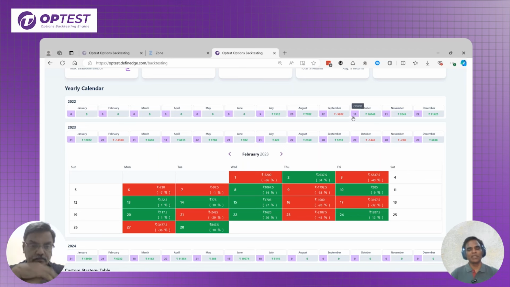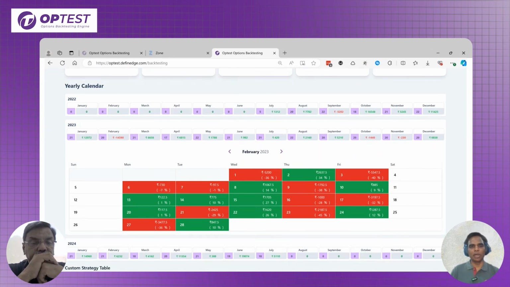So that is why this is important to look at the monthly calendar, because you will know what has happened on that particular month or date. So we can exclude those things from results and see what happens.